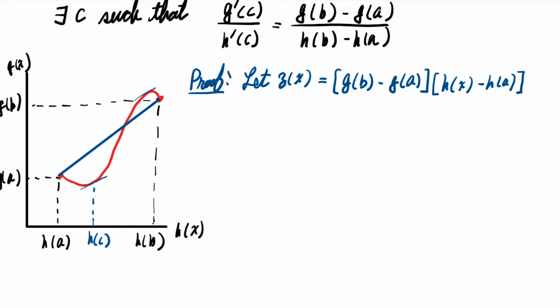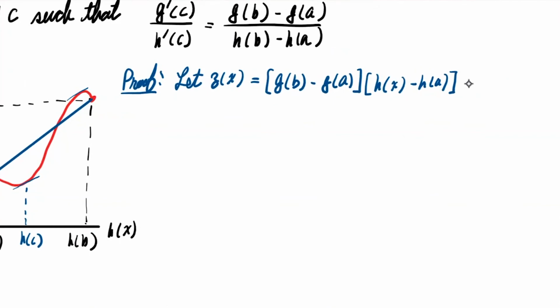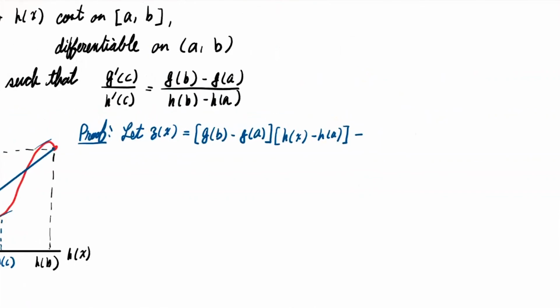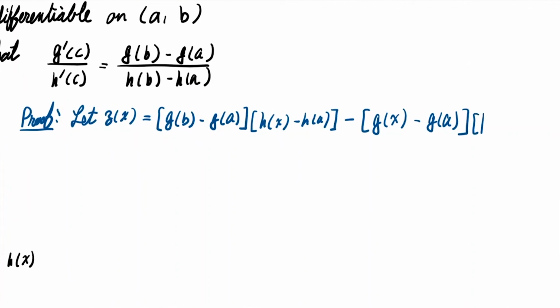Good? And then minus, I'm running out of space, minus h of b minus h of a times, g of x minus g of a. So kind of the same thing as this, except now I put x here instead of b, and h of b minus h of a, which is the same as this thing. Okay, right? Why would you want to do such a thing?